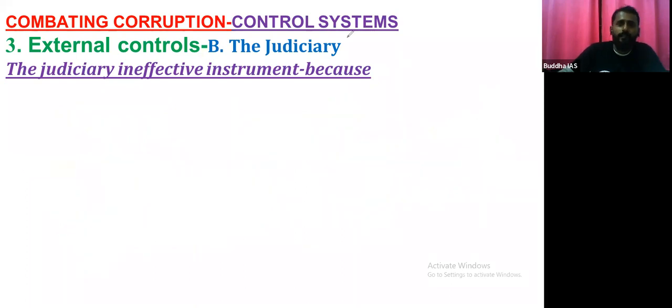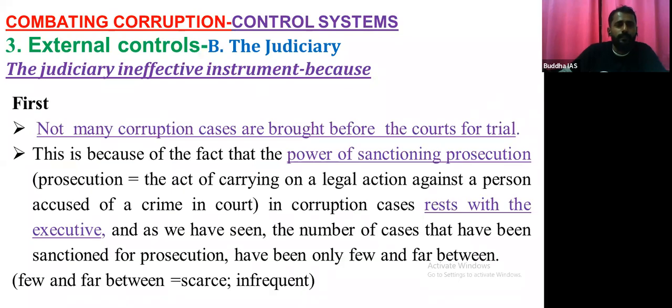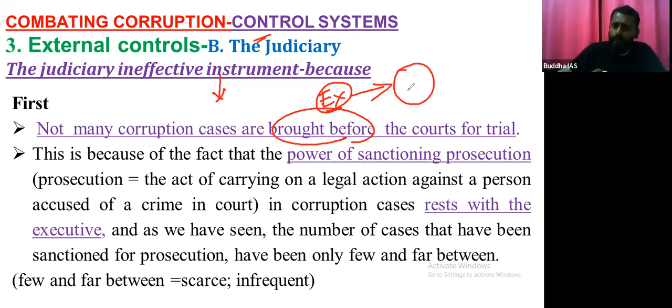Okay. Moving forward, the judiciary is an ineffective instrument, because number one, this we are discussing not in general but with respect to controlling corruption, combating corruption, and the control mechanisms which we have, control systems. Not too many cases are brought before the court. Here, the executive who is involved, who is implementing the things, is the person we are specifically looking into.